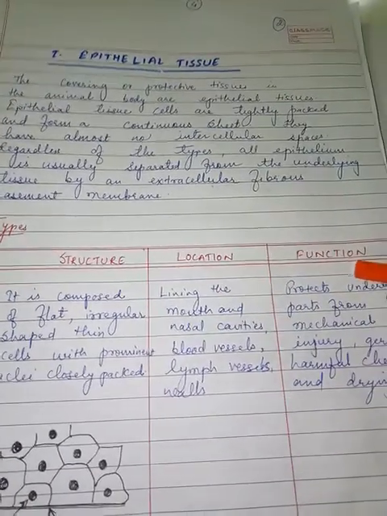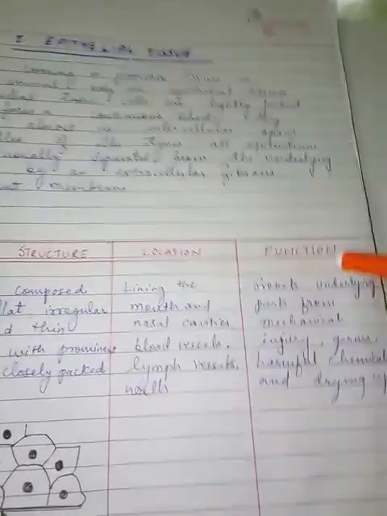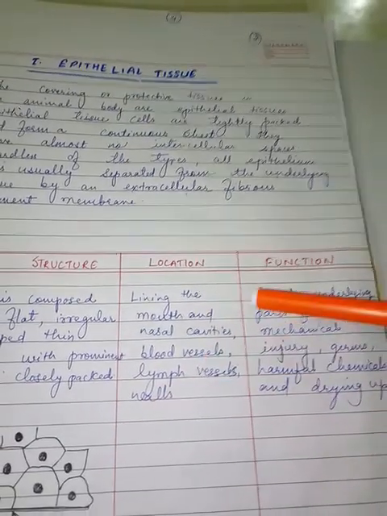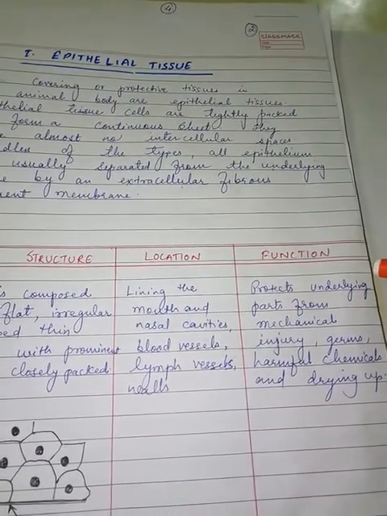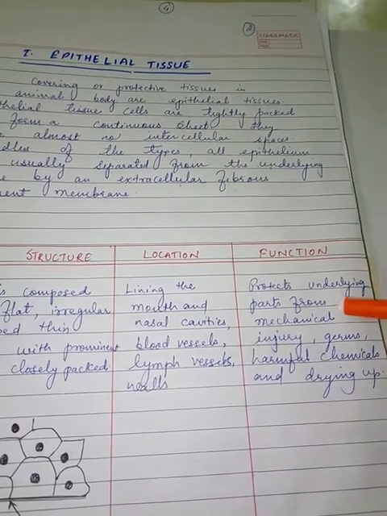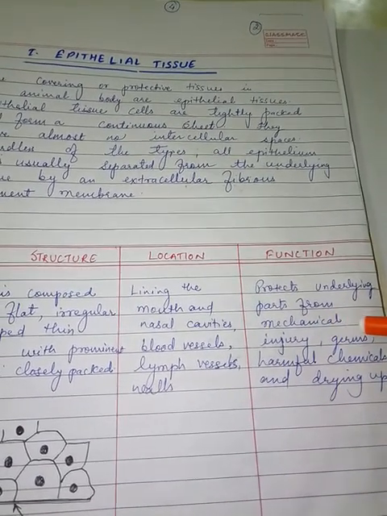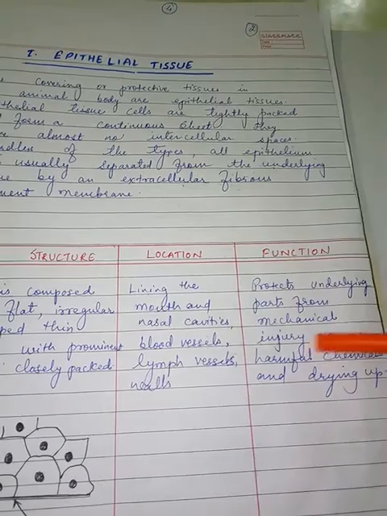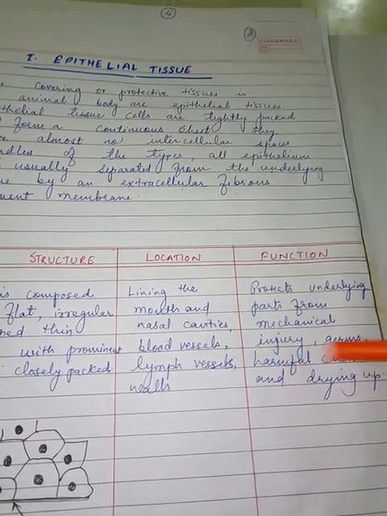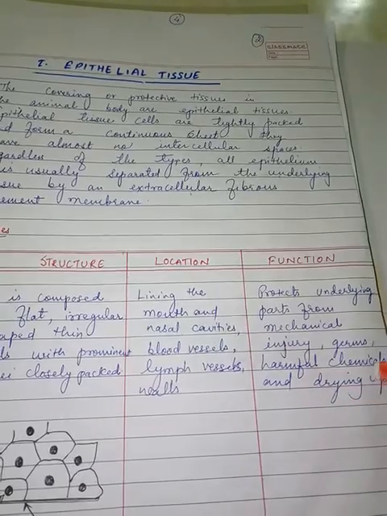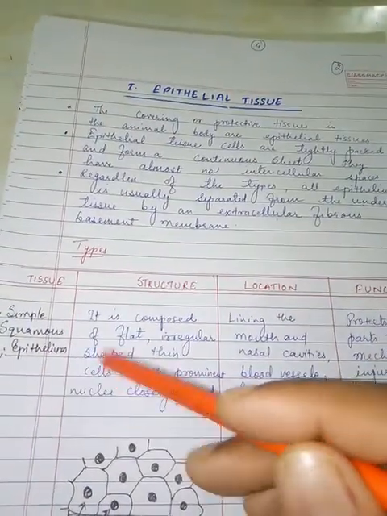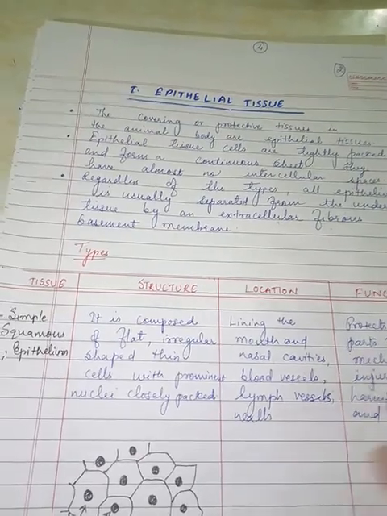Now, children, what are the functions of this epithelium tissue? It protects the underlying part from mechanical injury, from germs, harmful chemicals, and protects the underlying parts from being dried up. So protection is the major role of this type of epithelium tissue.